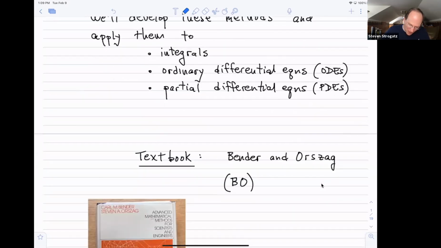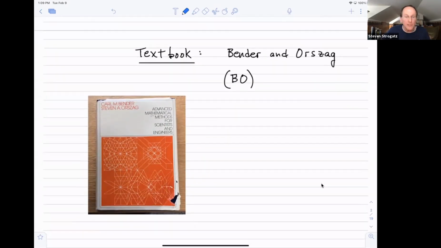Actually, maybe before we get started, I should just say I'm going to use a textbook throughout, and I'll be assigning you homework to do from Bender and Orszag. This is my personal copy. You can see it's been through the ringer. I've been using it for years, and it's really a fantastic book. I would recommend buying it if you have a chance.